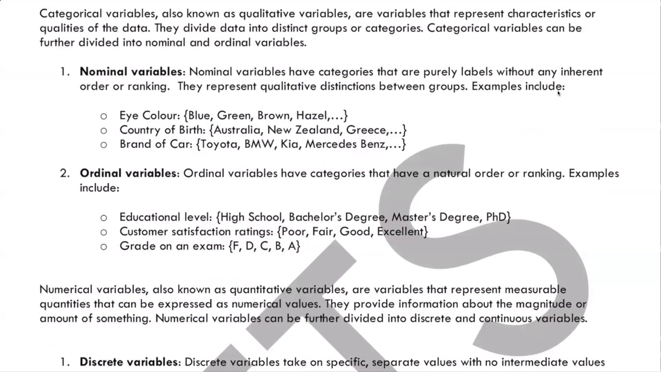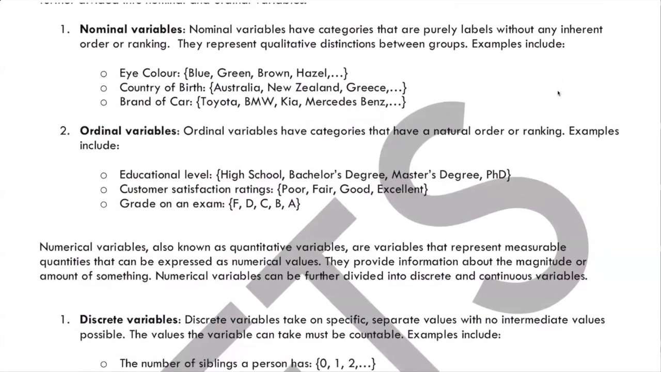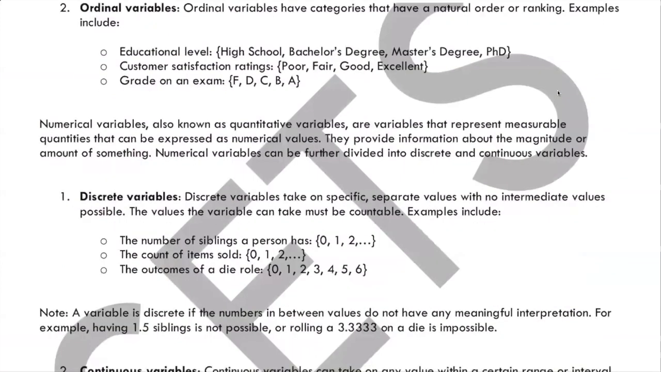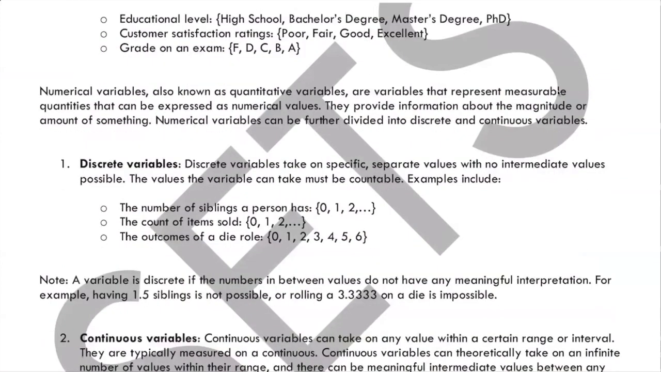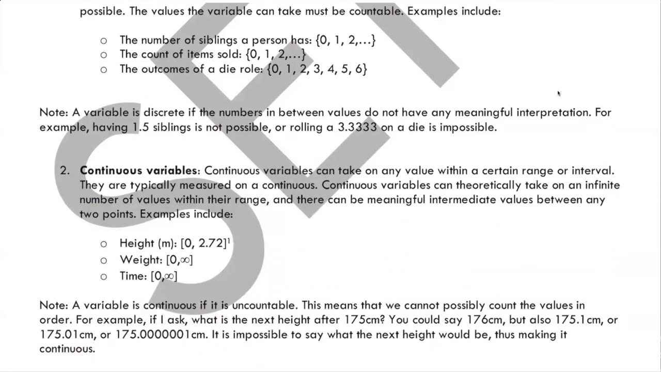Oh, here we are. Eye color, country of birth, brand of car, these are all nominal. There's no order to them. Whereas ordinal ones are educational level, high school, bachelor's, master's, PhD, customer satisfaction, and your grade on the exam. Numerical, we have discrete: the number of siblings a person has, the number of items you sold, the outcomes of a dice roll. Whereas continuous, we have height, weight, and time.